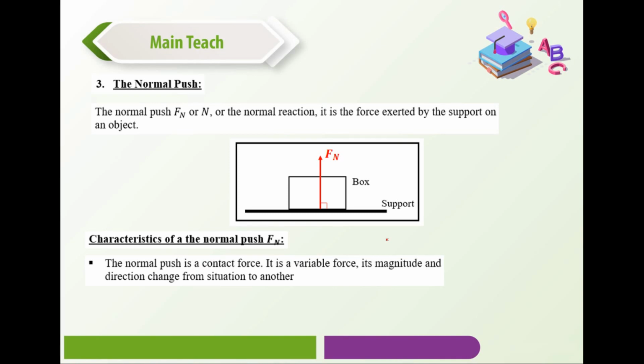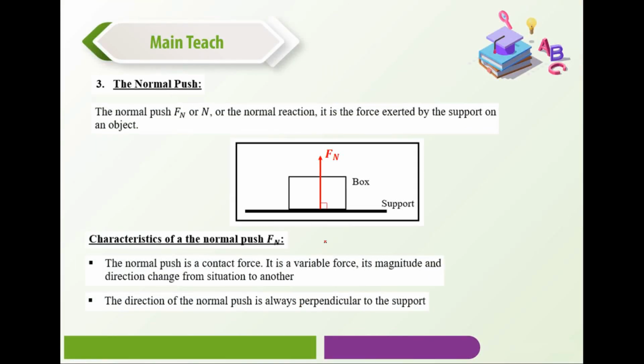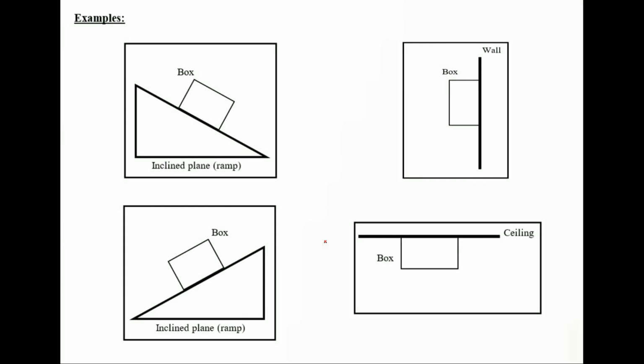Its magnitude and direction may change from one situation to another. The direction of the normal push is always perpendicular to the support, and notice that here I have represented the normal push perpendicular to the support. Whenever we have a support, we have a normal push. If we don't have a support, then we don't have a normal push. Now in the following examples, we have a box in contact with a support.